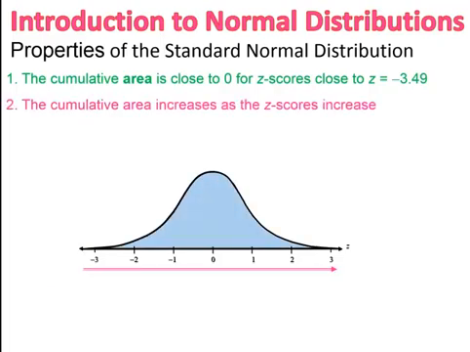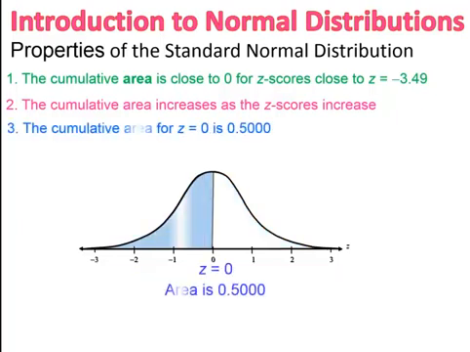And as we go from the left to the right, the cumulative area will increase as the z-score increases. So as we increase from a -3 to -2, our area under the curve is going to increase. As we go from -3 to -1, the area under the curve is going to increase. And a key note, again, just like the normal distribution, the standard normal distribution at our mean of 0 will cut the curve into 2 equal parts.